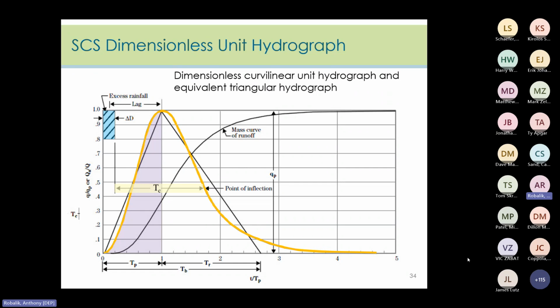So it's important to note that within the state of New Jersey, the SCS unit hydrograph is used outside of the coastal plain, except in very rare circumstances. Shown here with an orange curve is the SCS unit hydrograph. The corresponding rainfall event is shaded in blue. As you can see, the timing of the hydrograph is based on the time of concentration from the drainage area, which is highlighted in yellow.